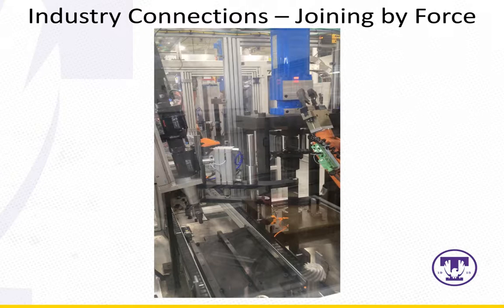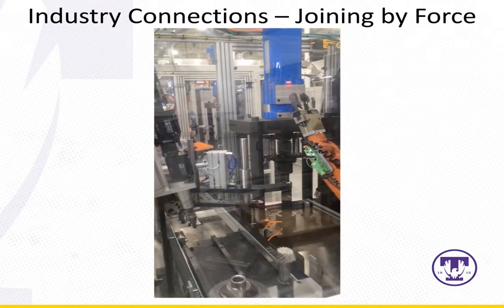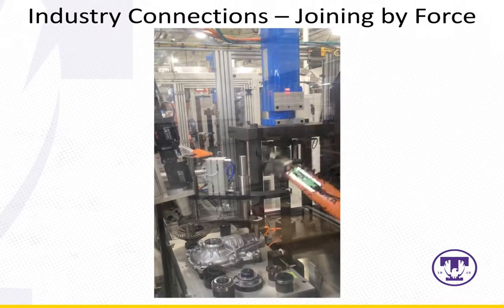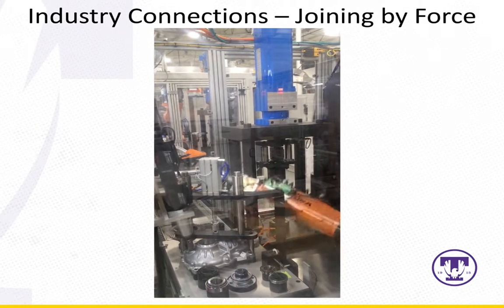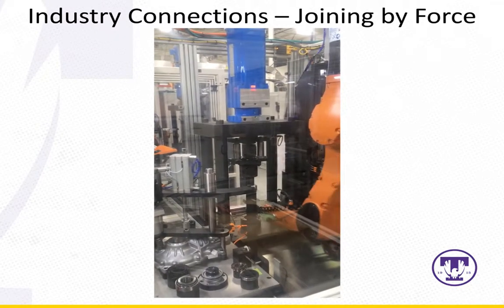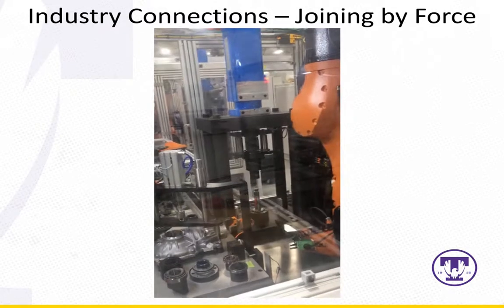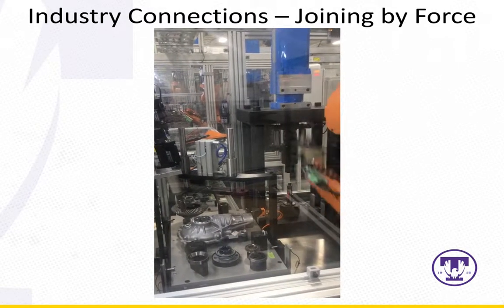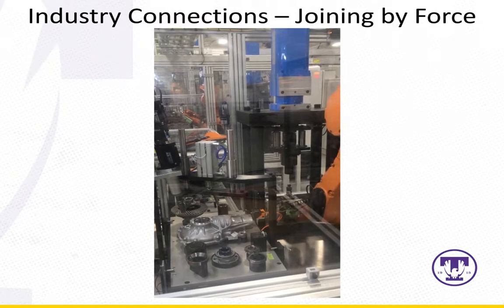So we're going to look at an application here where we're going to see force by pressing used to join two objects together, and along the way we'll discuss some other things we see. So a pallet comes into the station, locks in place, robot grabs the pinion gear and places it into the station, and then grabs a bearing race and places it onto the pinion gear.